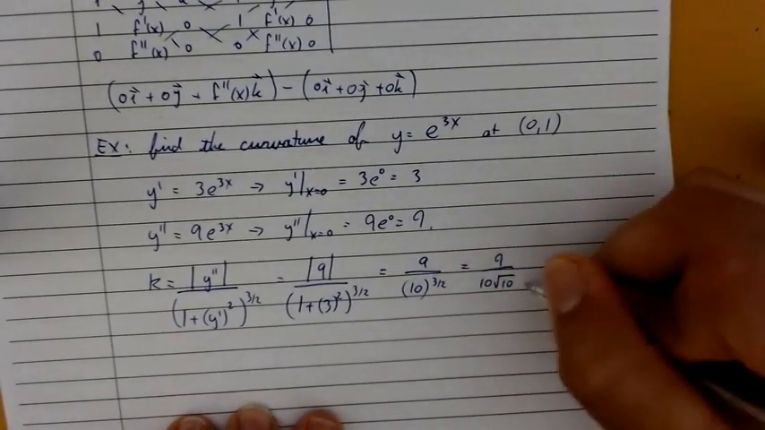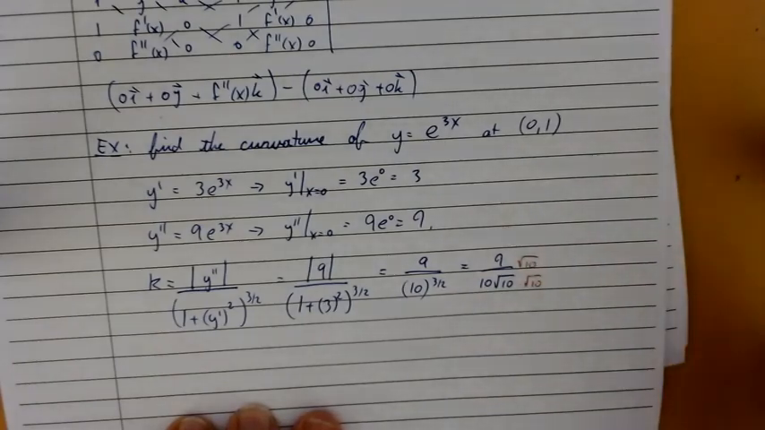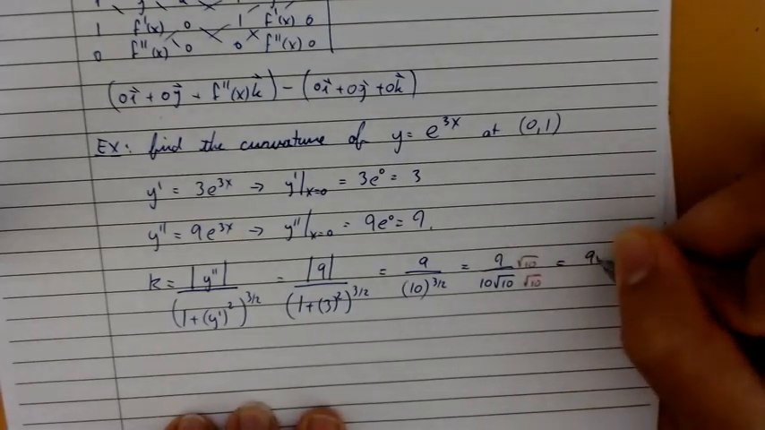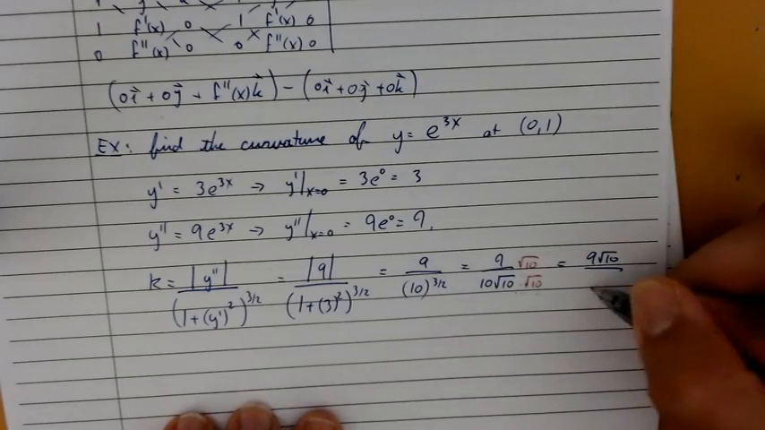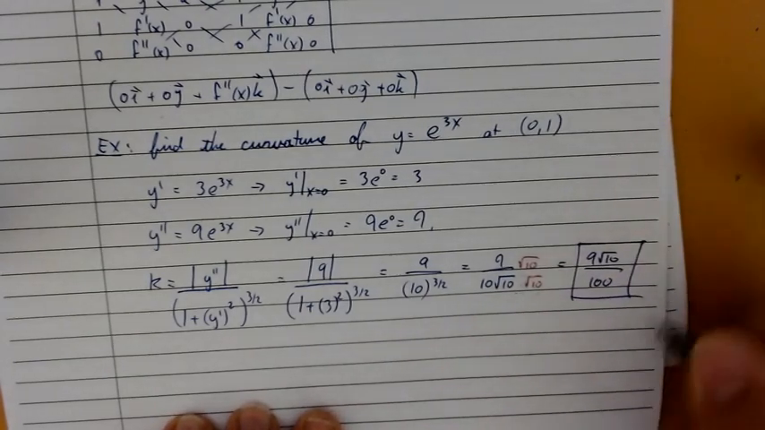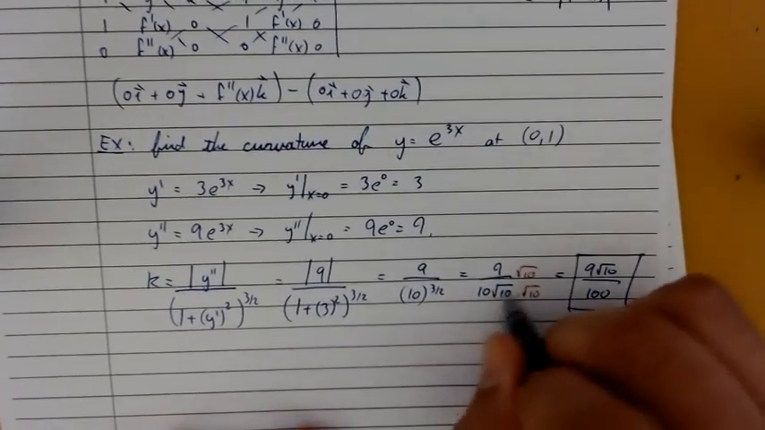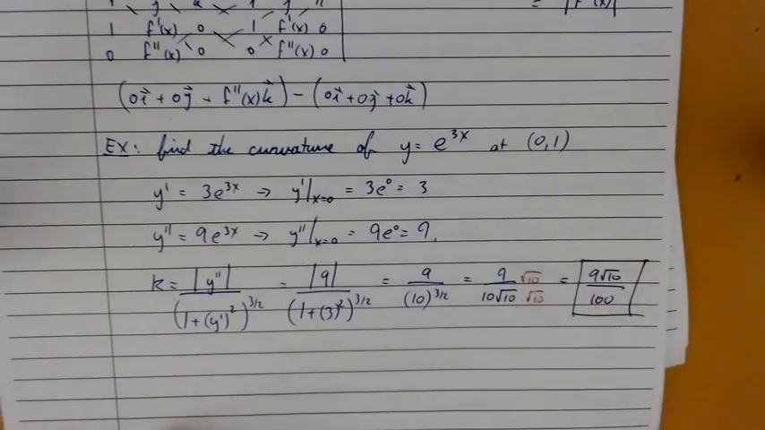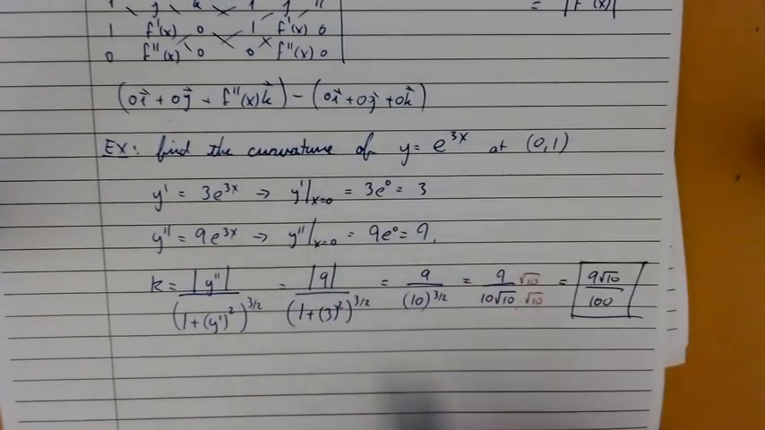Here we can even rationalize this. Let's go ahead and multiply top and bottom by root 10. And this will give us 9 root 10 over root of 100, which is 10, times that other 10, which is 100. That's usually the way the book writes these results. They almost always rationalize anything. They never leave radicals in the denominator. So here, the curvature of y equals e to the 3x at 0, 1 is equal to 9 root 10 over 100.